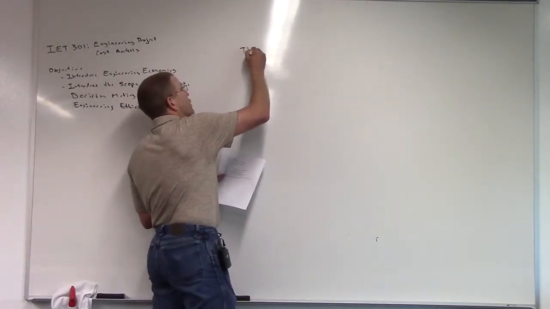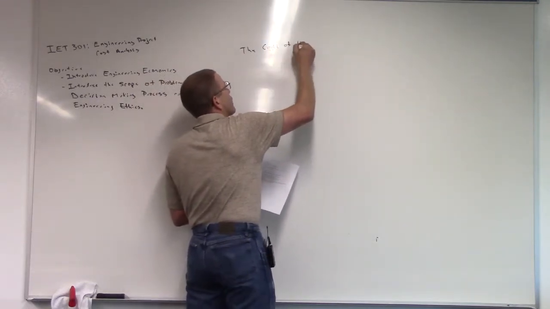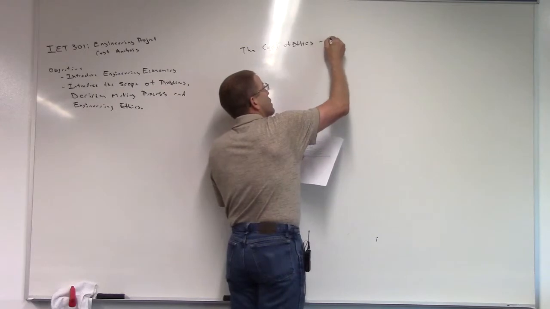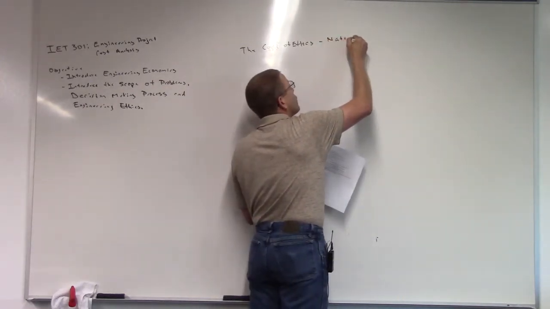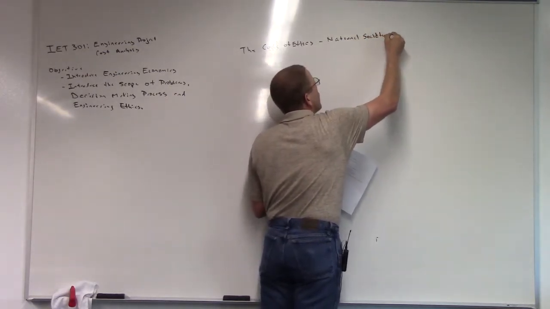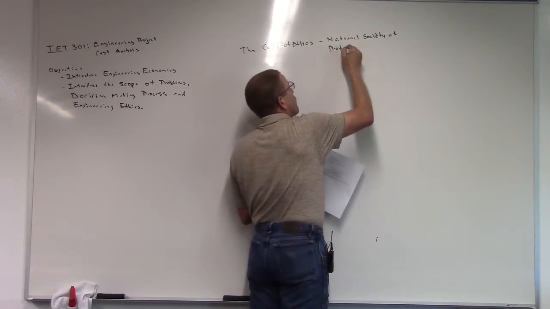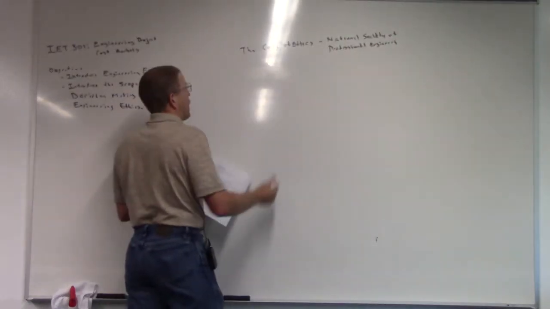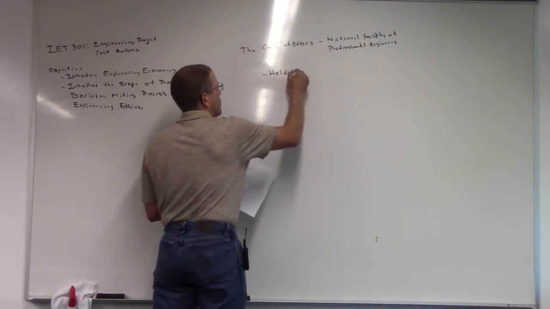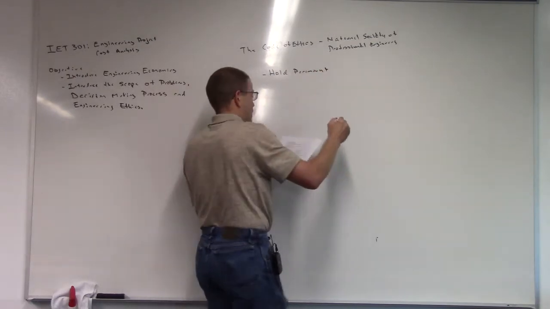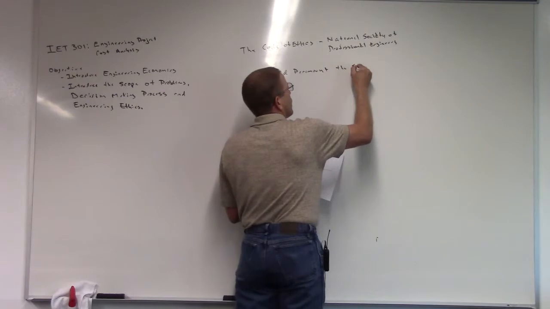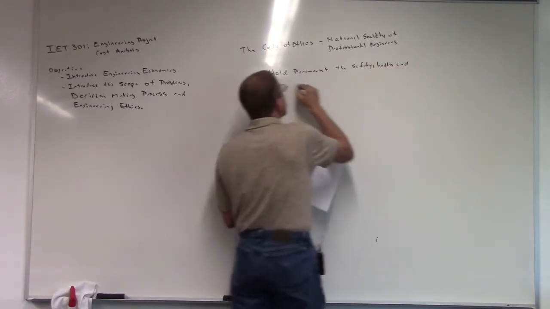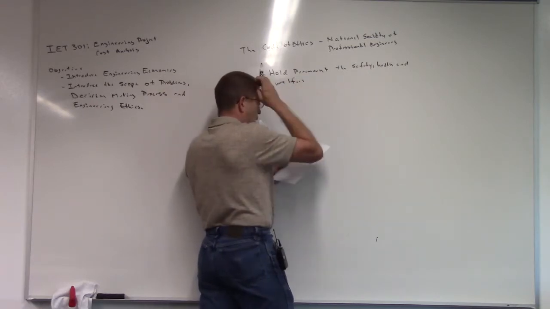So the Code of Ethics, as stated by the National Society of Professional Engineers, state that an engineer will hold paramount the safety, health, and welfare of the public.